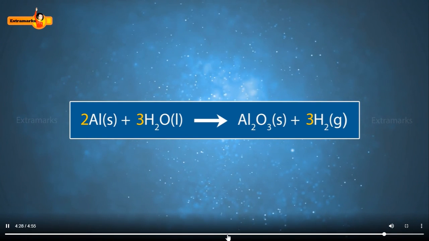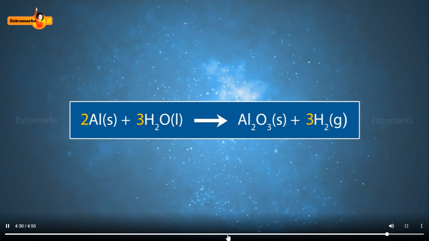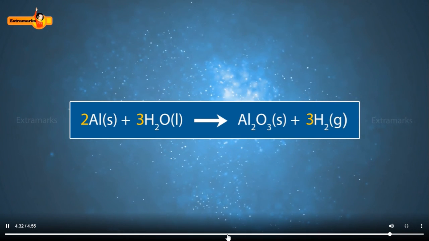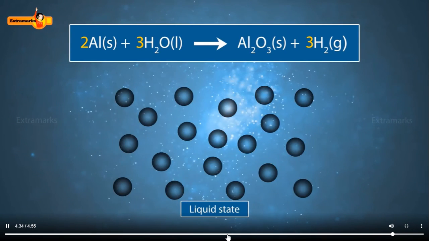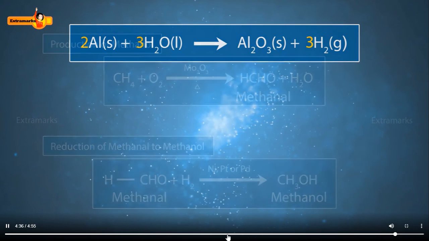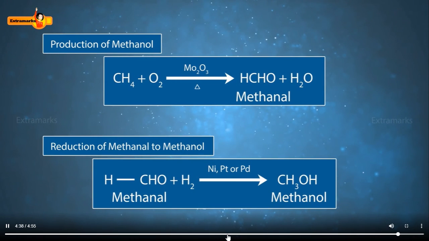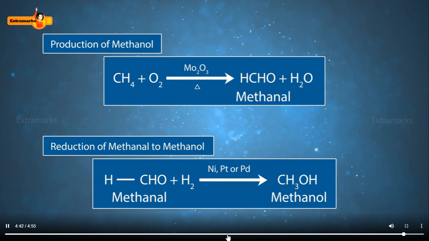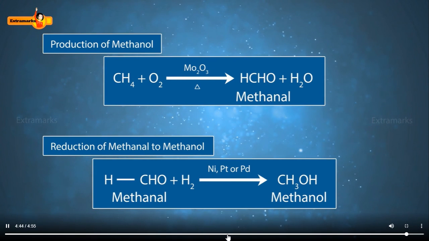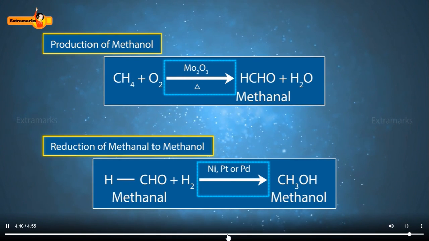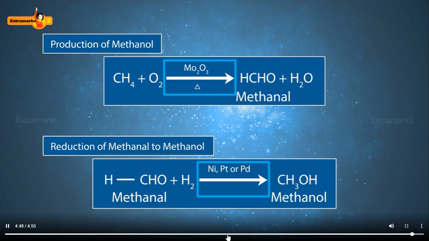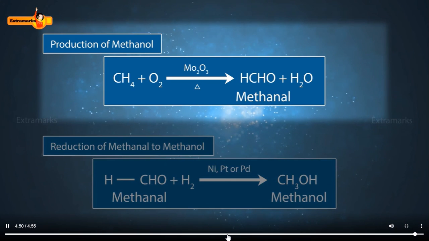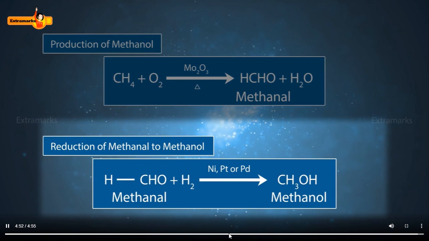Here, S, L and G written in the brackets in the reactants and products represent the solid, liquid and gaseous state. In some reactions, conditions such as temperature, pressure, catalyst etc. are also mentioned. They are indicated above and below the arrow in the equation. For example, production of methanol.